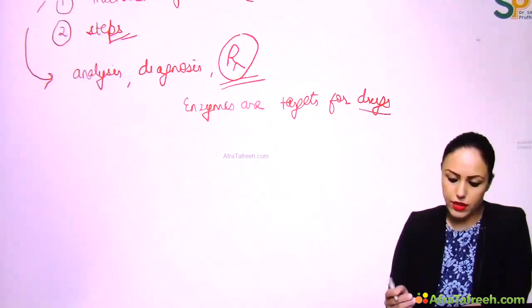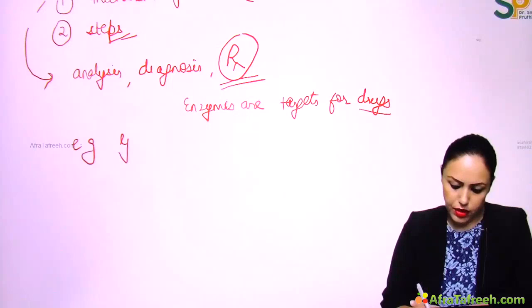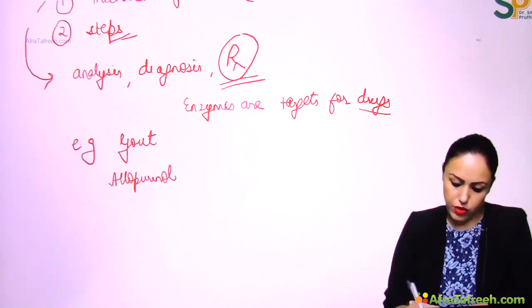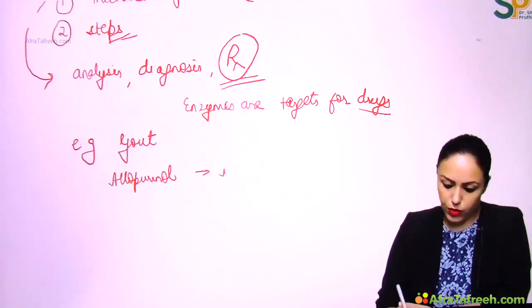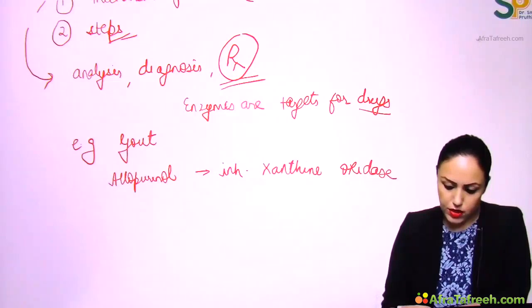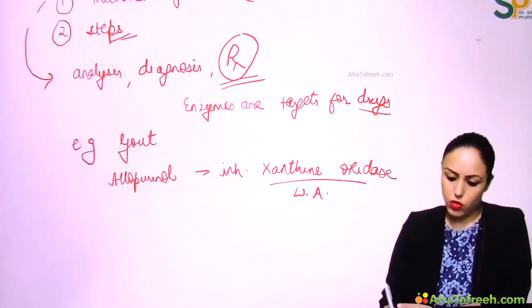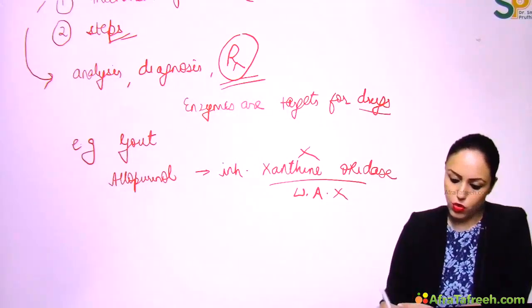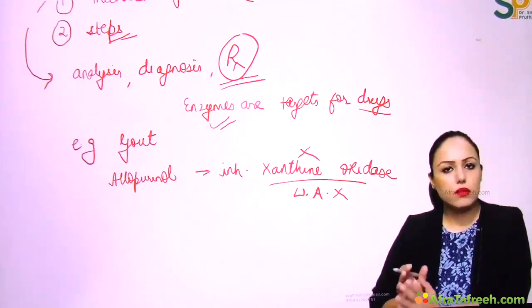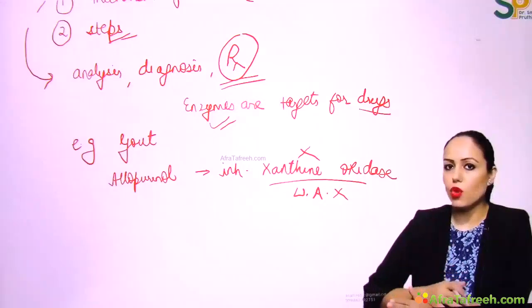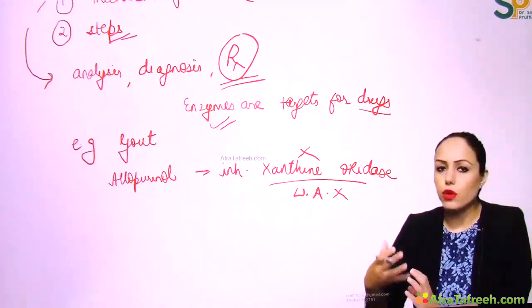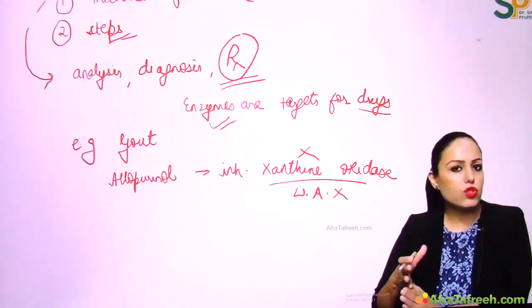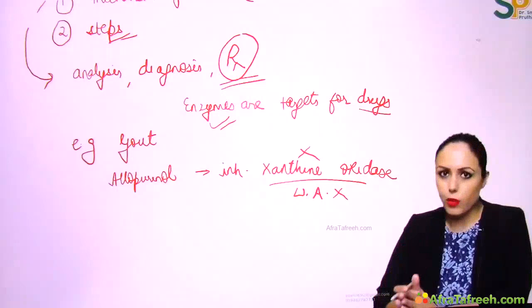Now, let's take an example of how this happens. In gout, which drug do we give? We give allopurinol. What is the mechanism of action of allopurinol? Allopurinol inhibits the enzyme xanthine oxidase, which is the enzyme for the formation of uric acid. So the drug is inhibiting the formation of uric acid in the body. Therefore enzymes are targets for most of the drugs, and studying this topic will give you a very good view for pharmacology, right? So do this topic along with the related topic in pharmacology.